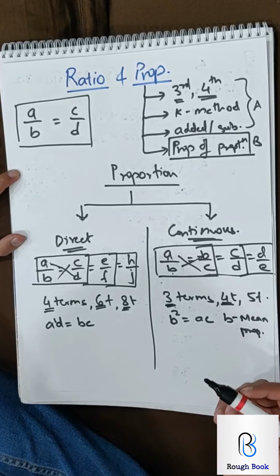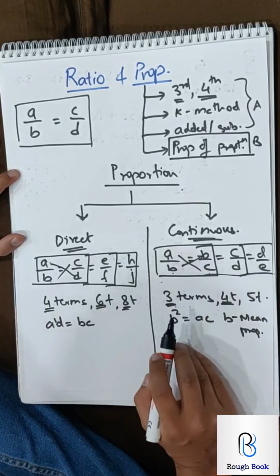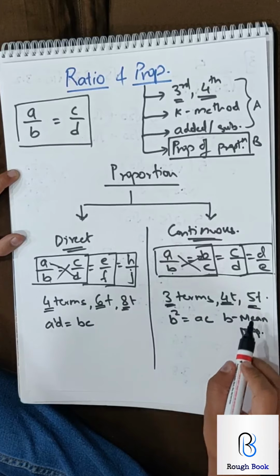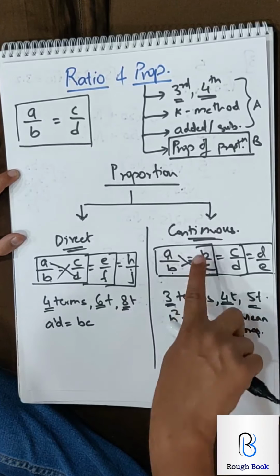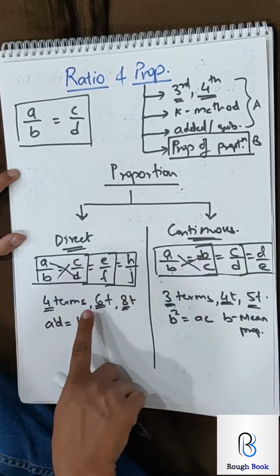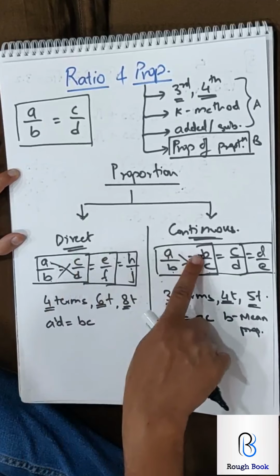So how to identify whether it is direct or continuous? So when you see 3 terms, you have to understand it is continuous. When you see 5 terms, it has to be continuous because only the odd terms can only be possible in continuous. Whereas in direct, there will be only even number of terms. But if there are 4 terms, then how will we know whether it is direct or continuous?